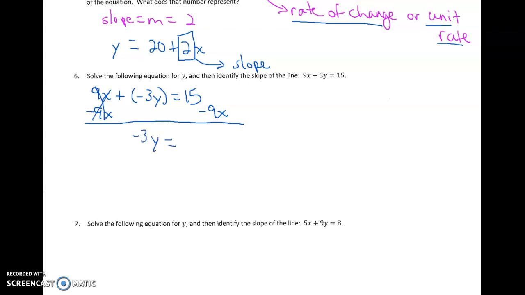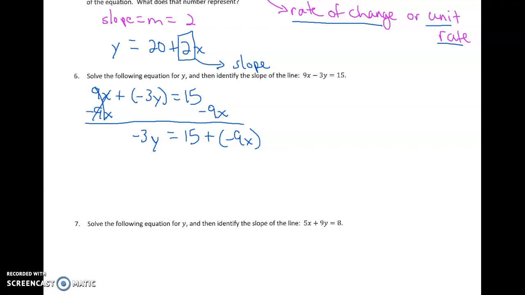Now, right here, you're going to notice that I wrote the 9x kind of off to the side. These aren't like terms. Do not tell me this is 6x, because it's not. This is 15 minus 9x, or plus a negative 9x. Again, you could just say 15 minus 9x. That's fine too. All right, so now I've solved for the y term. I've got to solve for y.